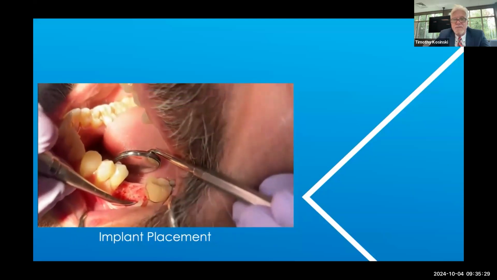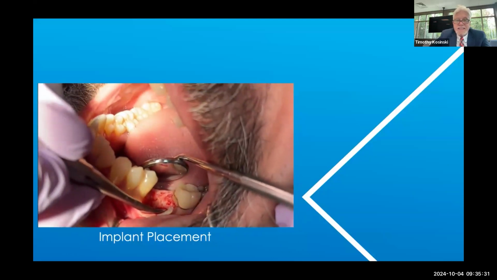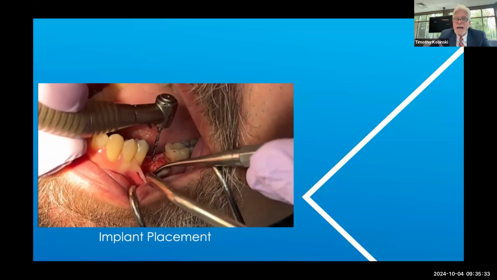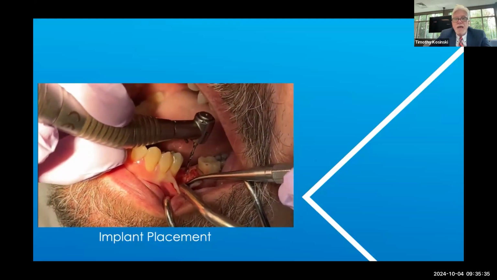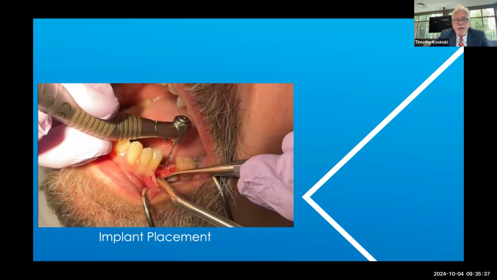So I'm making an envelope and I want you to see what I see. Bone turnover. It may not be completely mature. Here I'm using the HT implant protocol.